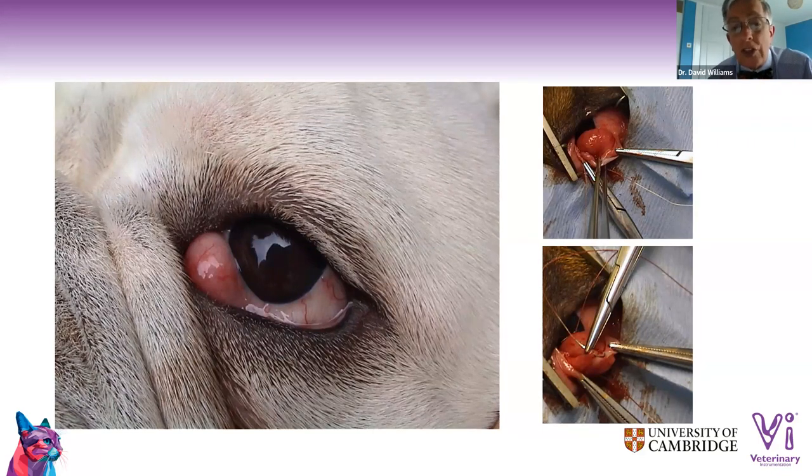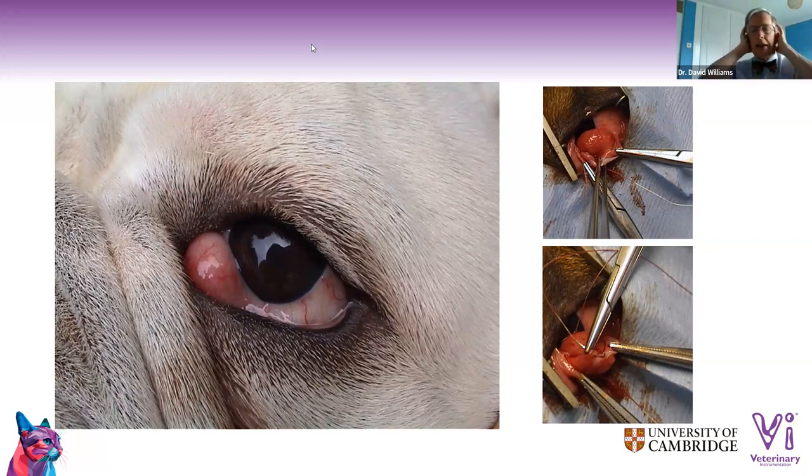Right, where were we? So cherry eye. To my mind, the thing to do for the cherry eye is the replacement, if you're going to do it. The way I do it is put either a little hemostat on either end of your third eyelid, or you could just put a suture in there if you're a bit more delicate than I am, and then make two incisions either side of the cherry.